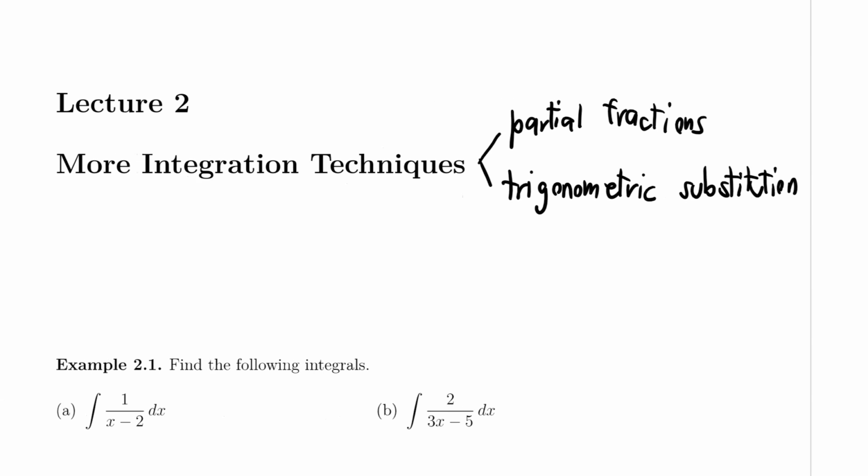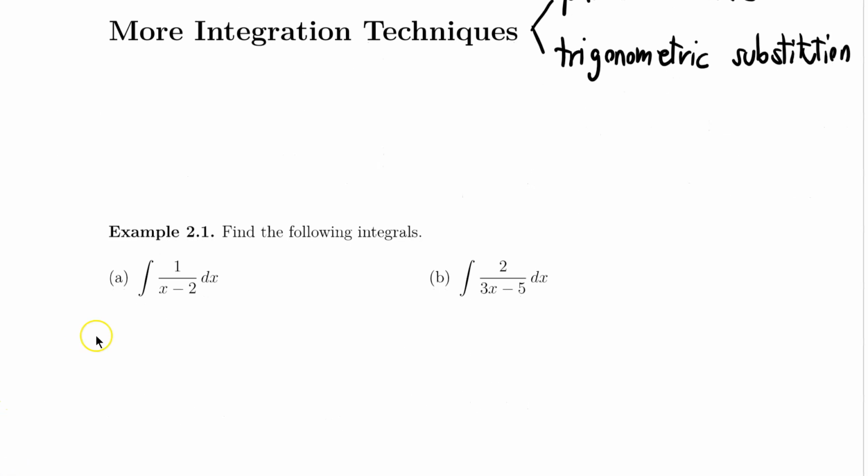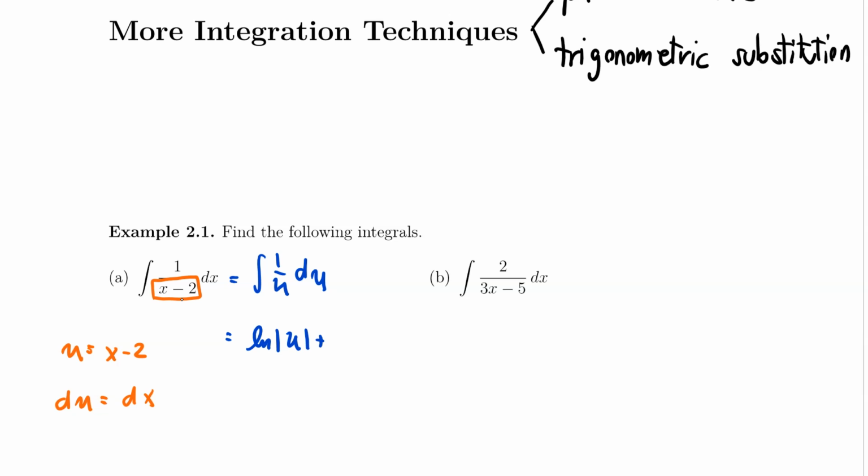So, let me first do the example here. If I want to find the integral of 1 over x minus 2, I can use the u substitution to deal with this. I'm just going to let my u be the denominator here. So my u is going to be x minus 2 and my du is going to be just dx. So my integral becomes the integral of 1 over u du. So that's just going to be log of absolute value of u plus c. Now I can plug u back in, so that's just the log of absolute value of x minus 2 plus c. Okay, so not too bad.